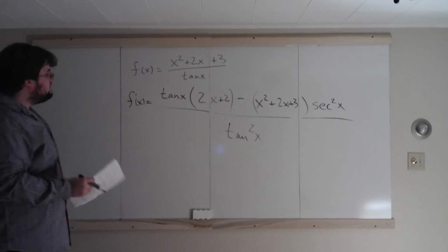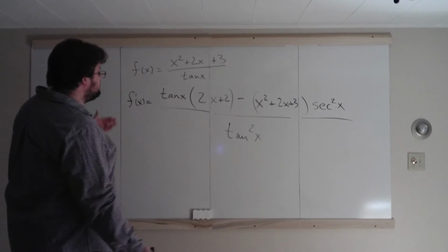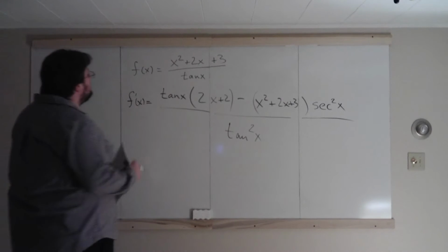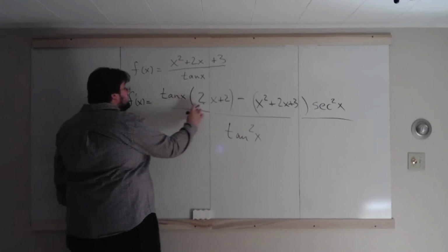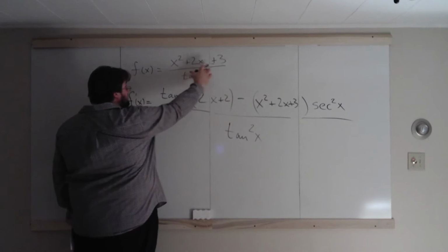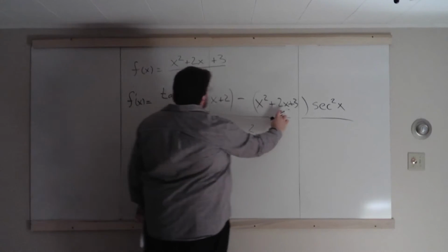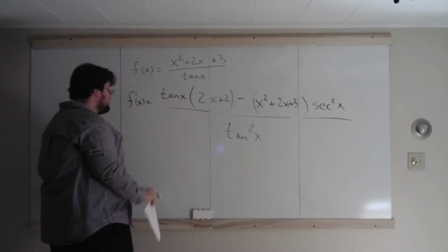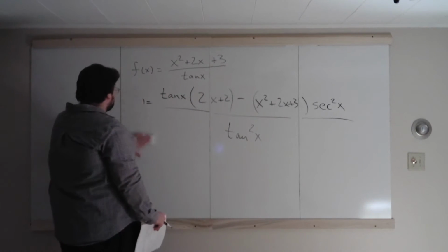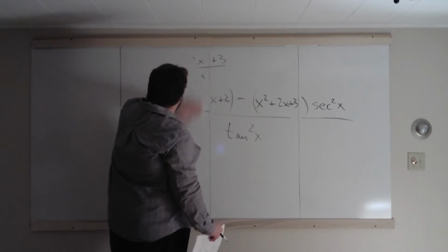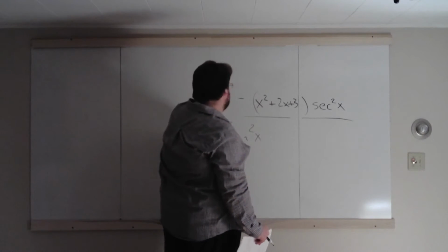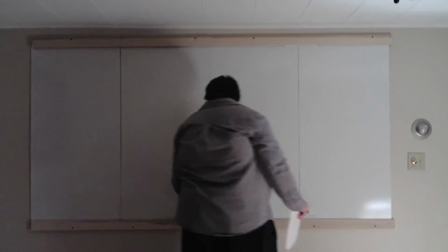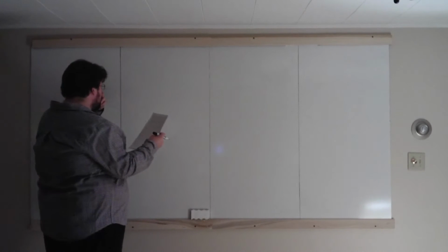And when you're doing any of these, it's always a good idea after you're done writing to just check your work. Every time I do one, I check my work because it's very easy to write something wrong in these quotients. We have bottom, derivative of the top, which is 2x plus 2, minus top, derivative bottom, secant squared, all over bottom squared. And you don't have to simplify that. That'd be a real pain to simplify. Let's do another.